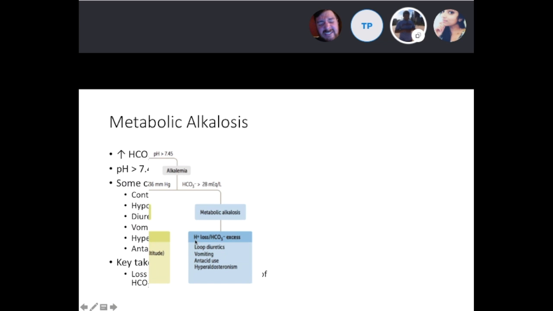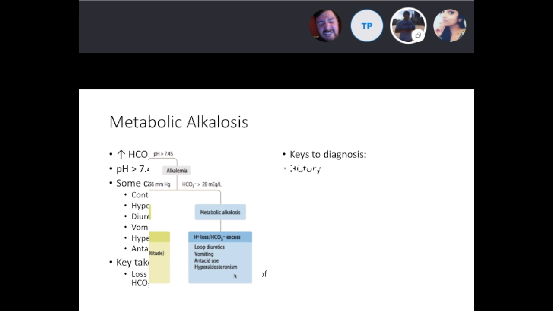As you see here, either you have a hydrogen loss from the body or bicarb excess. Some of the causes of an increased pH and increased bicarb will be loop diuretics, vomiting, antacid use, or hyperaldosteronism. And we'll cover that in two slides.